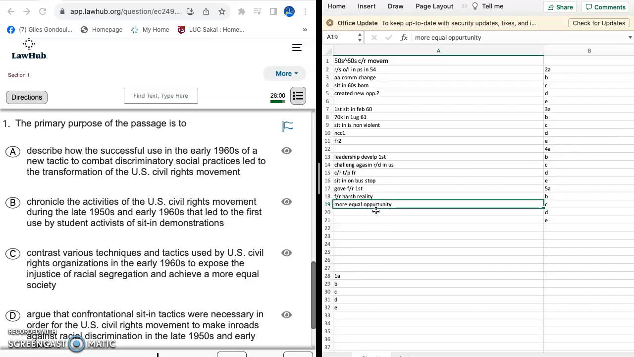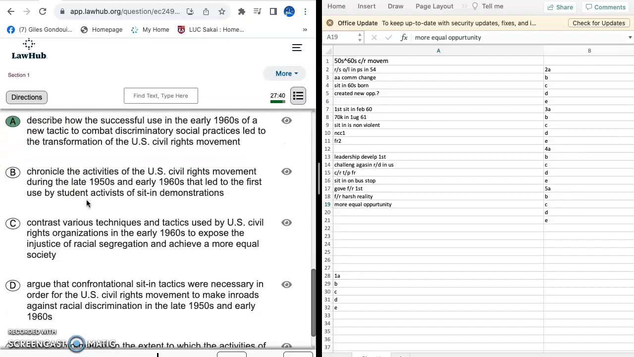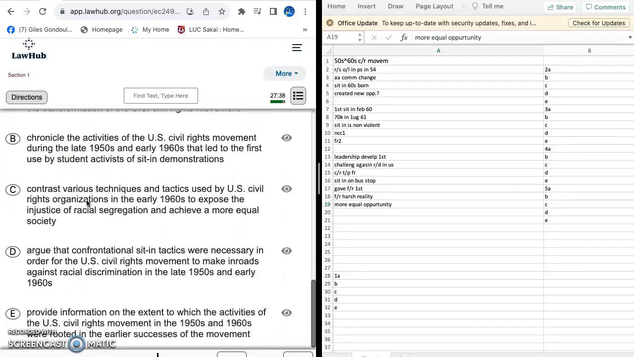So I'm trying to treat this like a logic game as much as possible. Here are the answers, and we're just going to read the first question. The primary purpose of this passage is to describe how useful, in the early 1960s, a new tactic to combat discrimination in social practice was in leading to the transformation of the U.S. civil rights movement. That is a good primary answer. Let's see the rest of them.